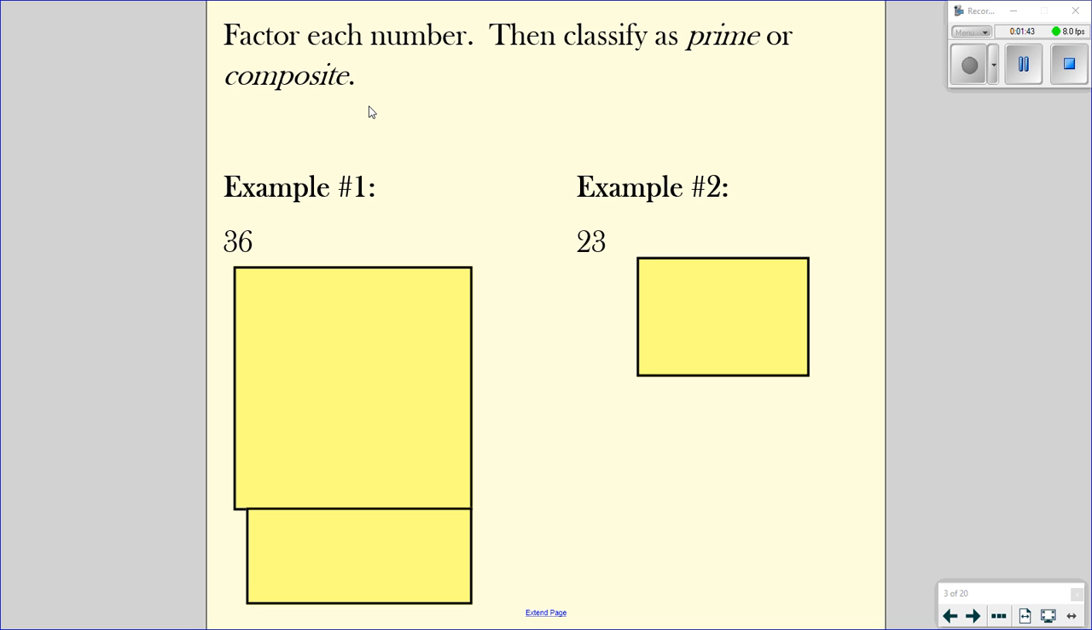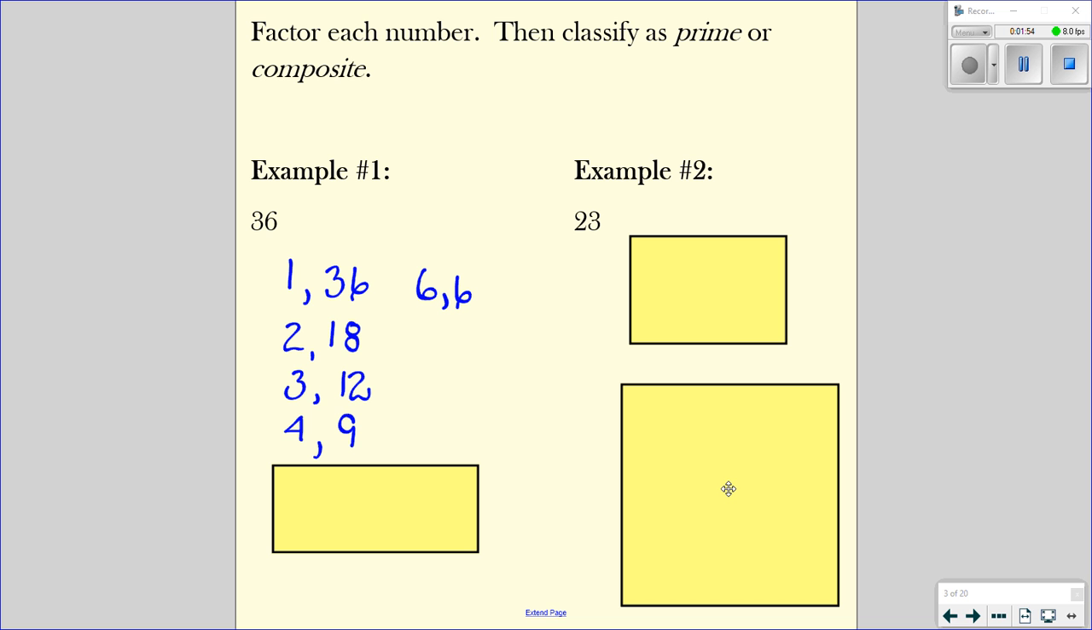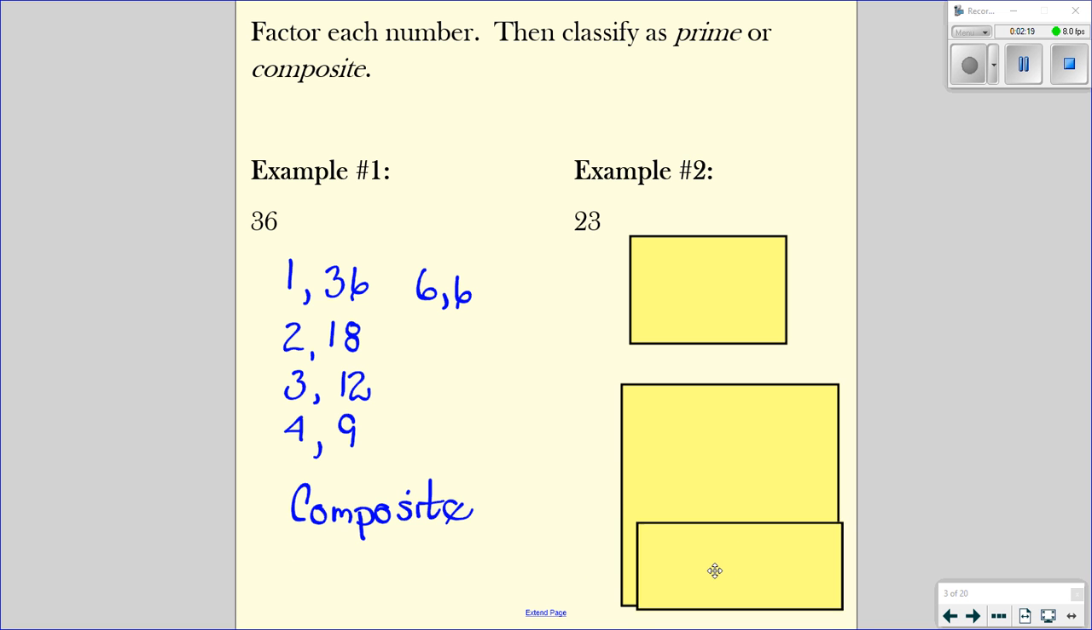So for the examples dealing with that, they say factor each number and then classify it as prime or composite. So we have 36. It can be broken down into its factors. It could be 1 and 36, 2 and 18, 3 and 12, 4 and 9, and 6 and 6. So basically when you multiply those two factors, it will give you the product of 36. And is it prime or composite? Well, as we can see, we have more numbers, it's not just 1 and itself, so it's composite.